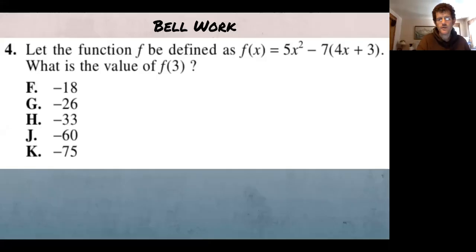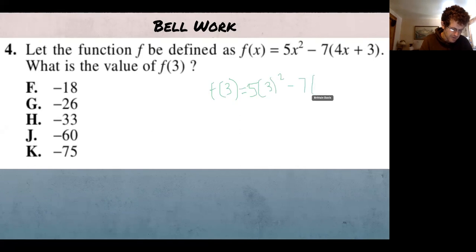So this is a pretty straightforward problem, at least in how we approach it. It can be a little bit trickier here in a minute, but if I'm doing f of 3, then that's going to be 5 times 3 squared minus 7 times 4 times 3 plus 3. All I did was substitute 3 in wherever I had an x. And maybe the first part of this is where some people got off.